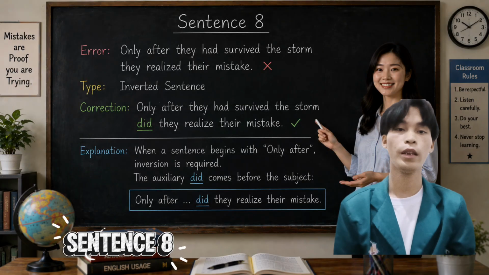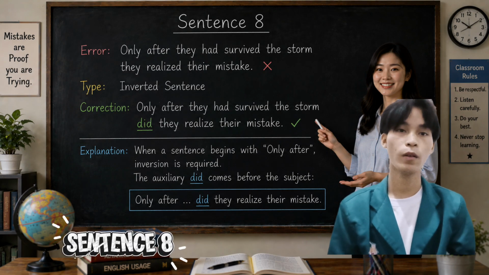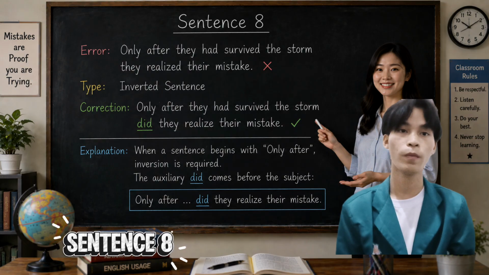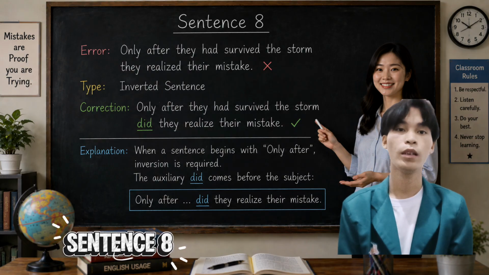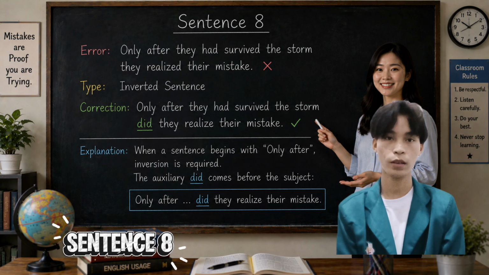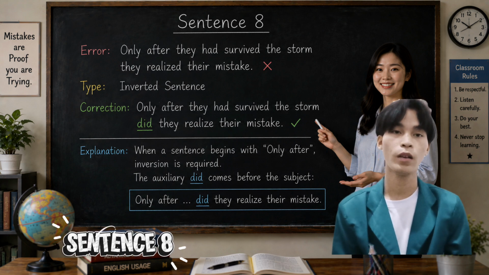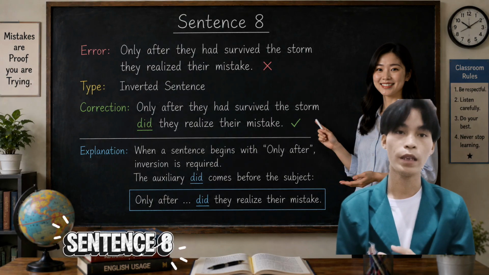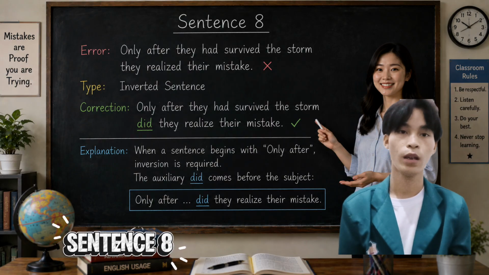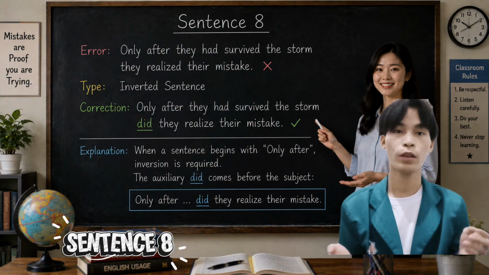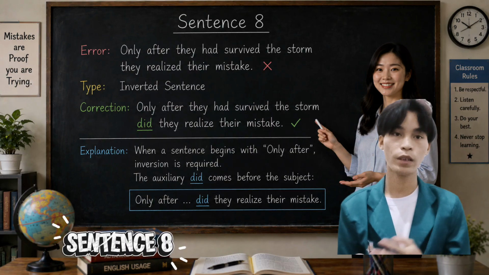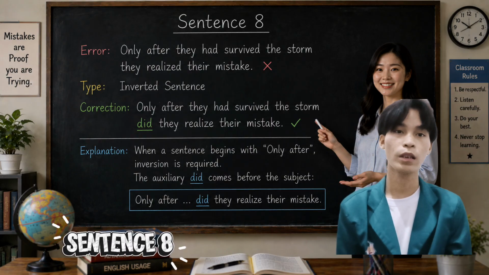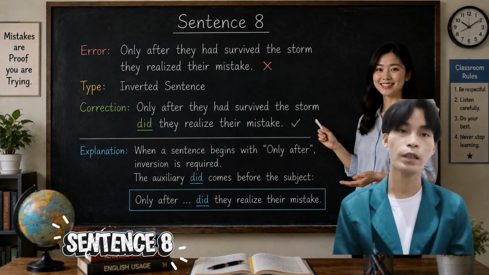Okay, sentence 8. The error sentence is: "Only after they had survived the storm they realized their mistake." This is a type of inverted sentence. So the correct sentence is: "Only after they had survived the storm did they realize their mistake." When a sentence begins with "only after," inversion is required. The auxiliary comes before the subject: "Only after... did they realize."